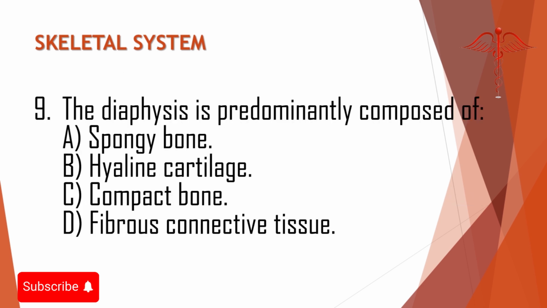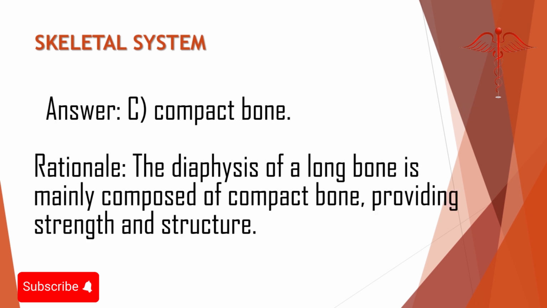9. The diaphysis is predominantly composed of A. Spongy bone. B. Hyaline cartilage. C. Compact bone. D. Fibrous connective tissue. Answer: C. Compact bone. Rationale: The diaphysis of a long bone is mainly composed of compact bone, providing strength and structure.